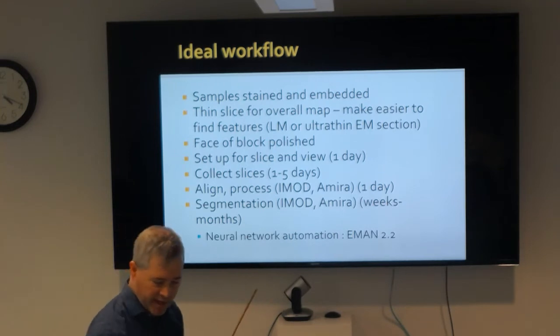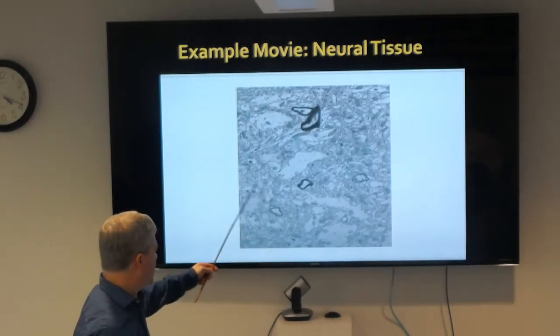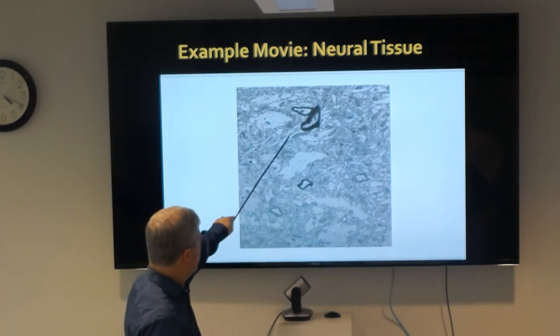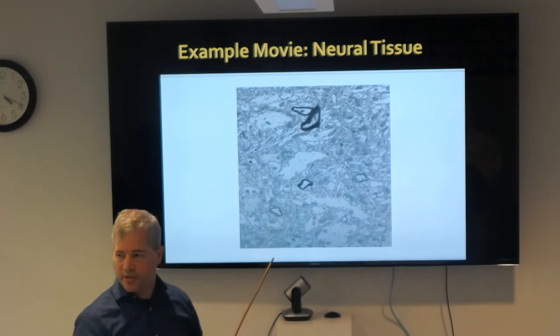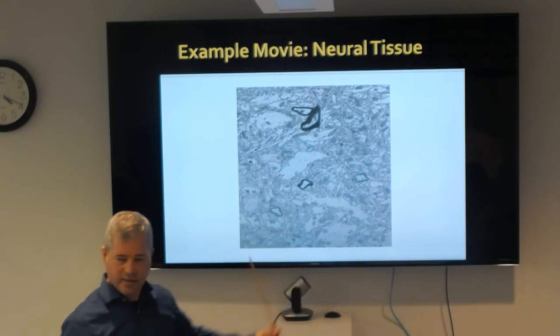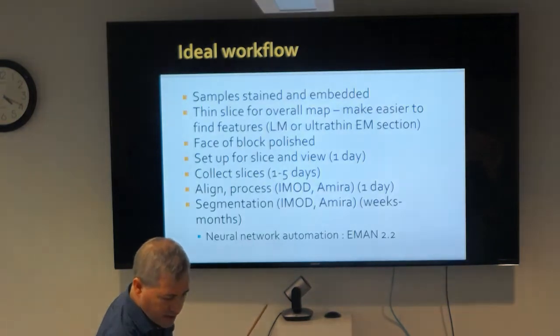Because if you can imagine, even though this image looks really good, it's still a little bit noisy, and often what you do is draw out the features of interest. So someone might want to draw out all of the mitochondria in this. If you're doing this by hand, it's very tedious and time consuming. So that can take a long time.